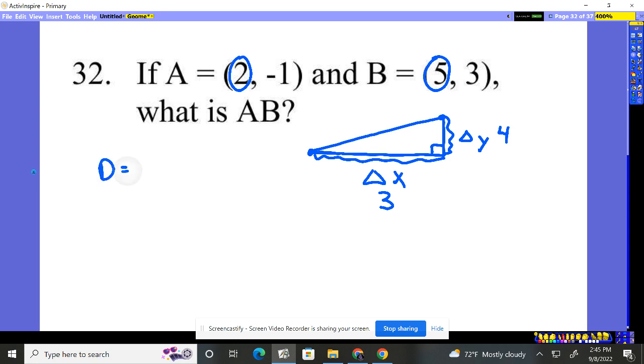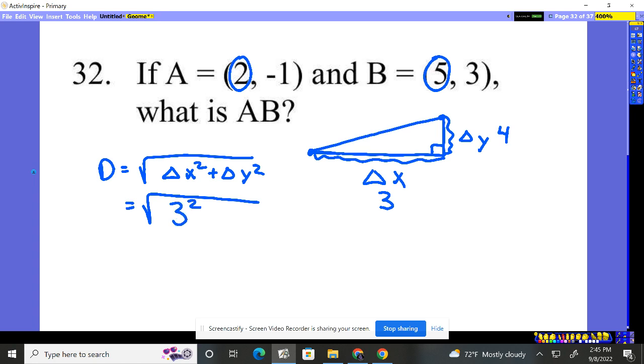You could do it that way, or you can write the distance formula: the change in my x's squared plus the change in my y values squared. Change simply meaning subtract them. 2 and 5 are your x's, so that's a difference of 3, as we said earlier, so that's 3 squared. The difference of my y is -1 to 3. If you subtract them, you get -4 or 4. We always make this positive because we're talking a distance here. So that's 4 squared.